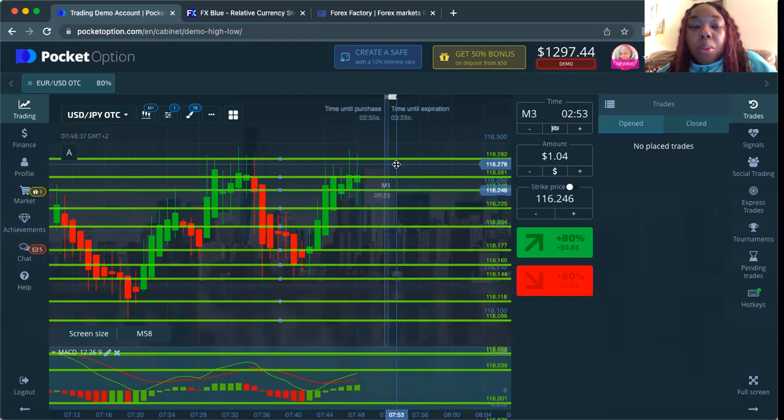So I am waiting for a sell, even though on the currency strength meter, USD JPY is clearly buying. But the reason I'm waiting for a sell at the moment is that I am aware that what comes up must come down. And so I'm waiting for that drop because it's going to eventually drop.